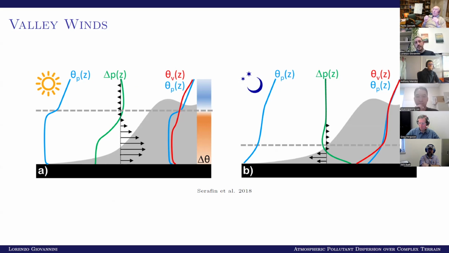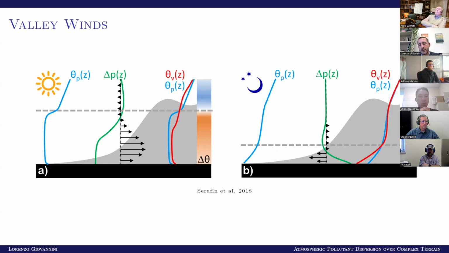pollutant dispersion, pollutant transport. Valley winds are mesoscale circulations which are driven by thermal contrast between a plain and a valley. In particular, during the day, as you can see in this scheme on the left, this panel A, we have that usually the temperature inside the valley becomes higher than the temperature of the plain. So this red line represents the vertical profile of potential temperature in the valley, while the blue represents the vertical profile of potential temperature over the plain.